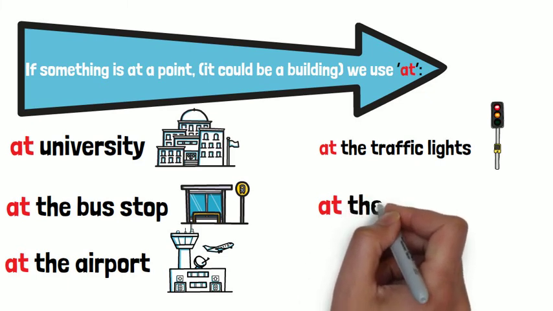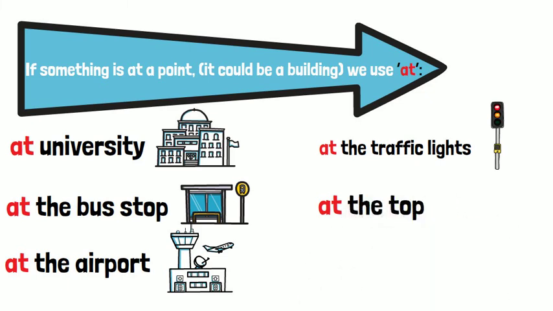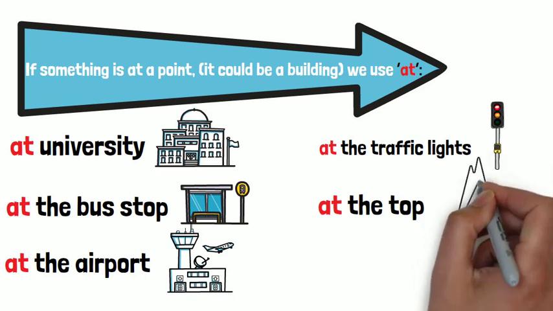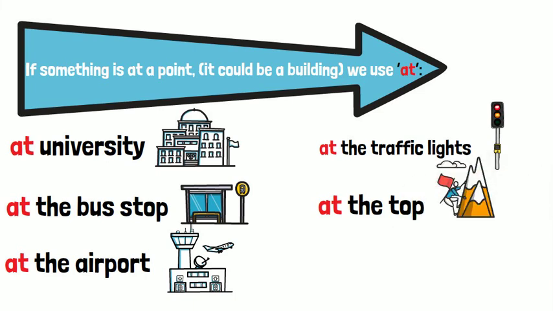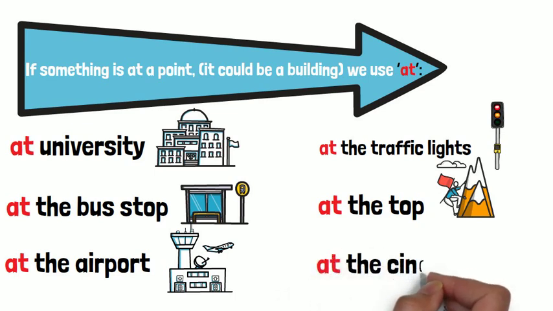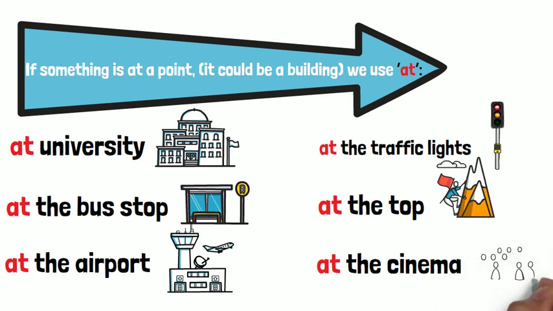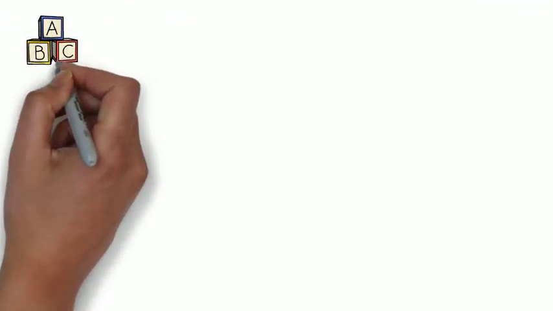Another example which is I am at the top. At the top يعني في نقطة معينة من القمة. At the top. Have you understood? At the cinema. مثلا أنا في مدخل السينما. في المدخل في نقطة معينة. Have you understood? Now let's move to an activity.